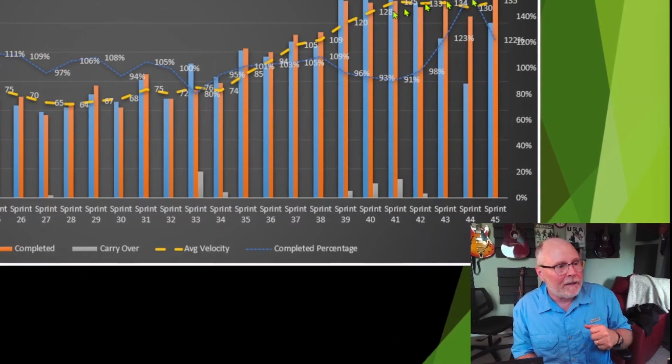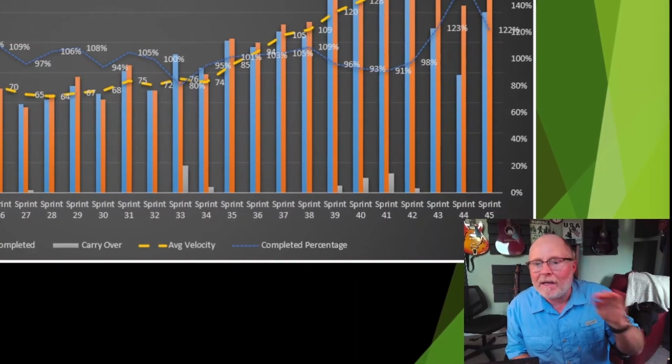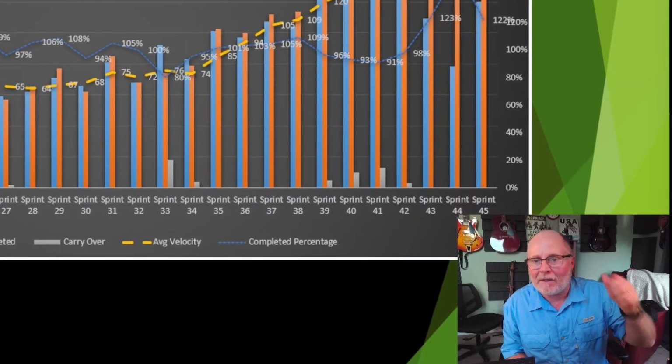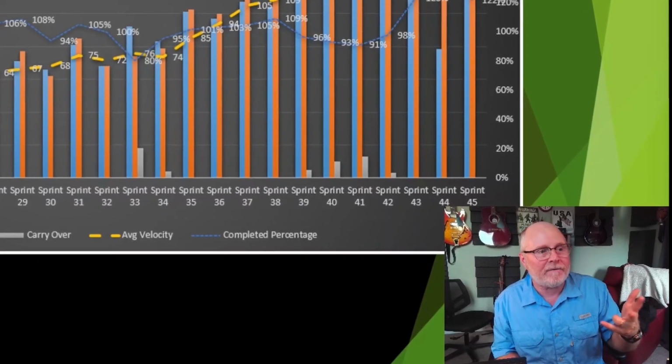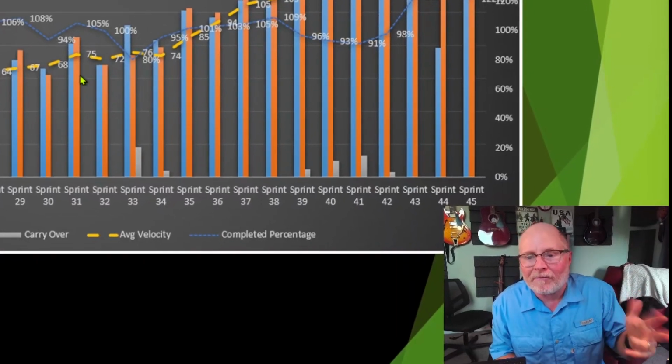And ultimately, this was a very, very happy team. They loved their product owner, loved their Scrum Master. They were highly productive, and you can see that they doubled their velocity.